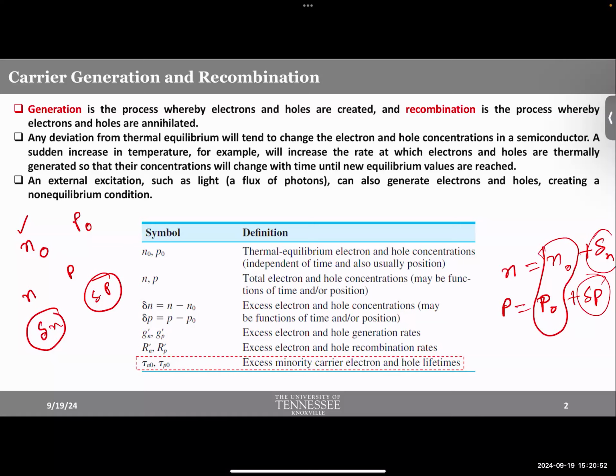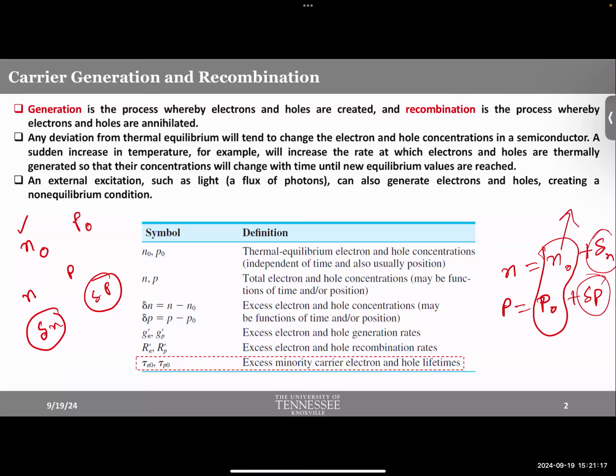How many of you remember how I can create thermal equilibrium electrons and thermal equilibrium holes? There are two mechanisms. One, I don't do anything. Temperature does it. Because of temperature, spontaneously, some electrons will go from the valence band to the conduction band. There will be a hole and electron pair generated. That was one. What was the other? Doping.